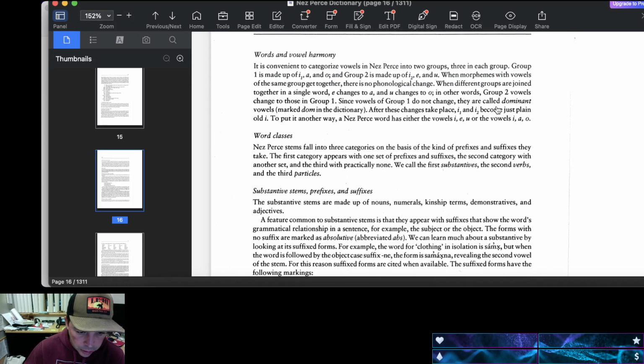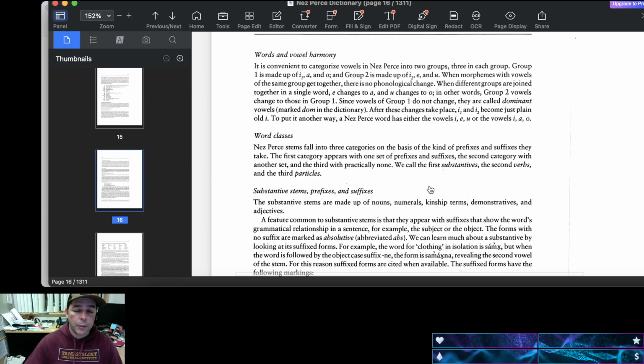And it'll explain it all to you right here. And that's what I was just saying. When you join these groups together in a single word, they'll change. Here Aoki calls it dominant or strong, either way, but he marks them as DOM in the dictionary. So when you're looking them up in the dictionary and you see the indication DOM, that means that these have dominant vowel sounds, and when you're conjugating, you need to keep that in mind.